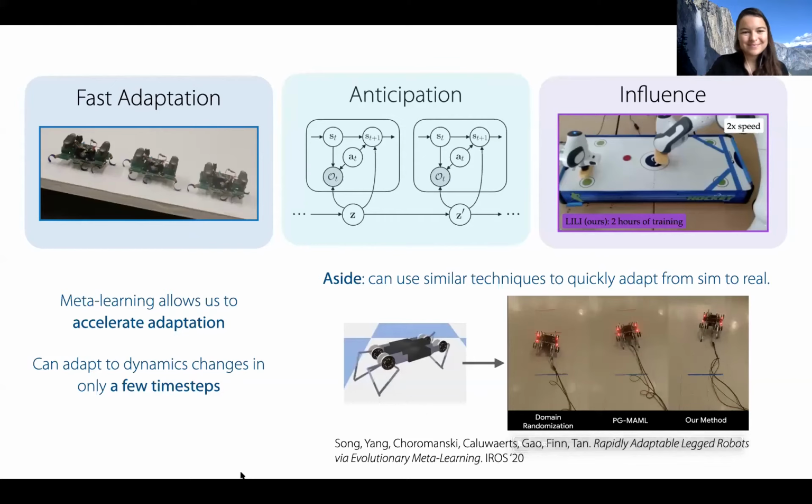Great, so this is this idea of really fast adaptation through meta learning. Now, what Annie's going to talk about next is, can we take this a step further and actually anticipate how the environment might change and actually adapt in advance?